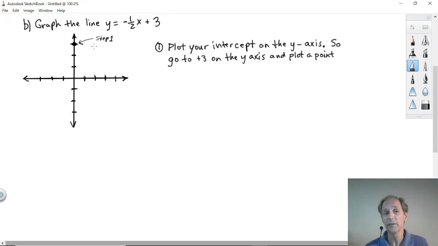Why do we use 3? Because that's the y-intercept. Okay, the y-intercept is 3, so we plot it there at the point (0, 3). 0 on the x-axis, not going any direction at all. 3 on the y-axis, and that's it. Okay, so that's the first step. Now we're going to use the slope, and here's how we do that.